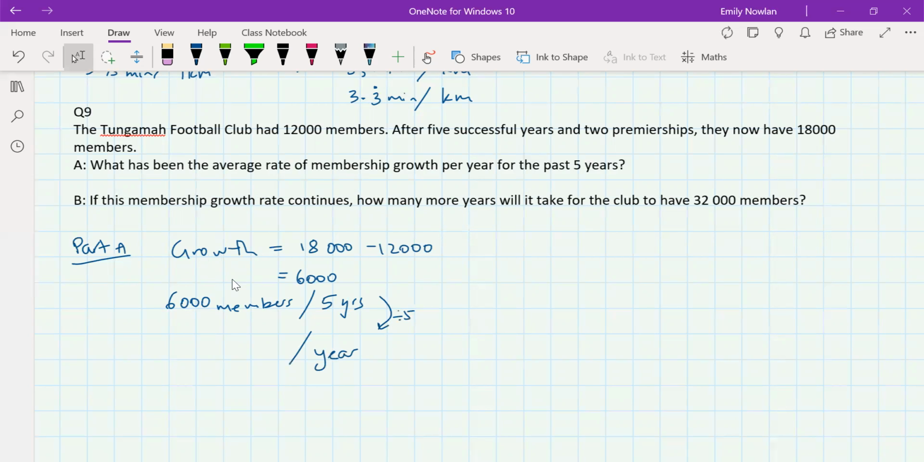So we want to turn 5 into 1. Keep it the same, divide by 5. 6,000 divided by 5 gives me 1,200. So it's 1,200 members per year.